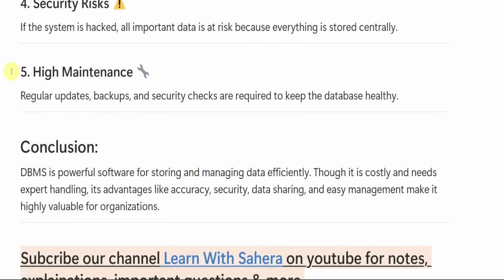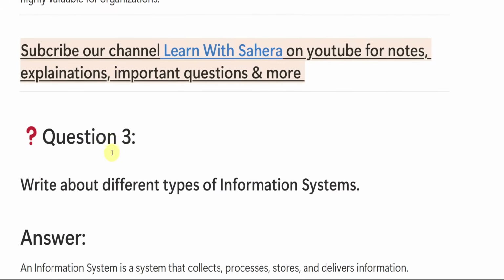High maintenance: all the updates, like regular updates, backups, as well as monitoring are required. If maintenance is poor, the database may crash or lose the data. So students, we can say that DBMS is a powerful system that helps us store and manage the data in an organized way. It provides accurate data, easy access, strong security, backup, sharing of data. Even though it is costly and needs technical skills, its advantages make it very important for modern organizations.